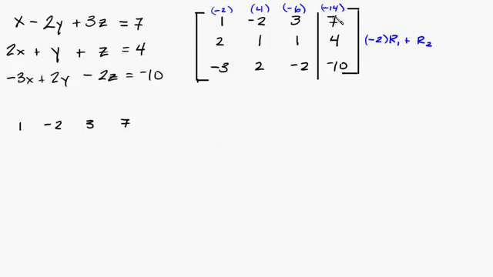Now if I add this row, -2 plus 2, I get a 0, right? So let me write a 0 there. Then 4 plus 1 is going to be 5. -6 plus 1 is going to be -5, and -14 plus 4 is going to be -10. Then I'll just write down the rest of these numbers down here: -3, 2, -2, and -10.